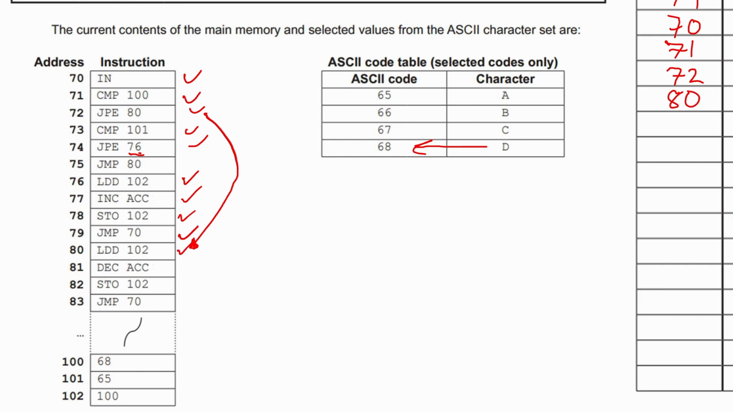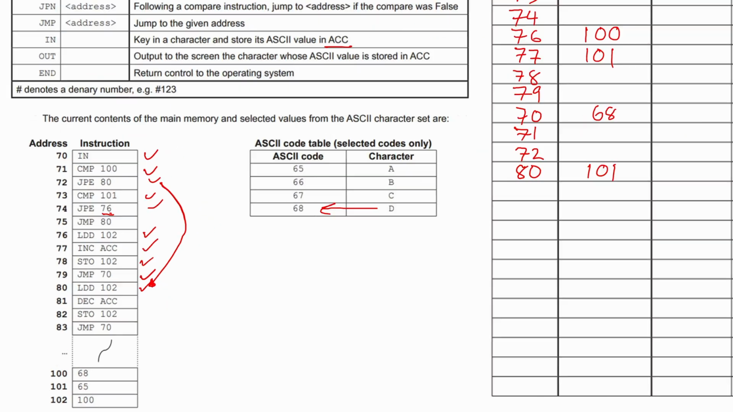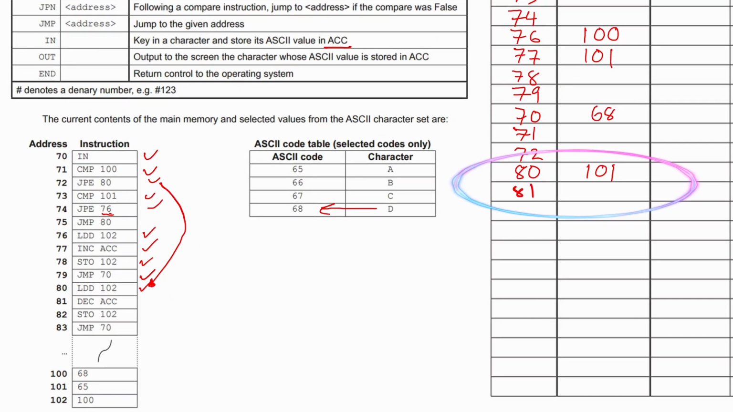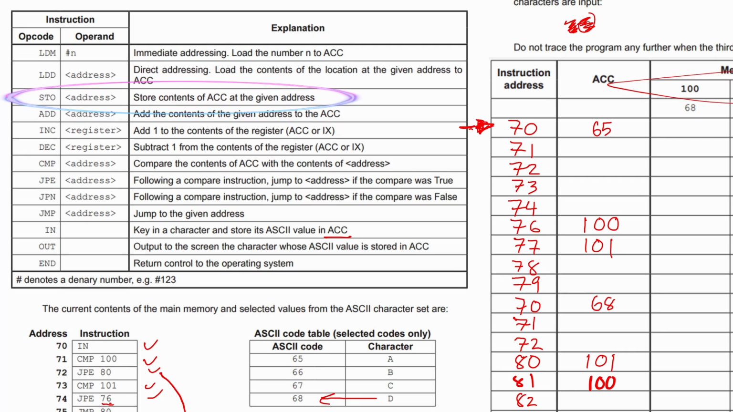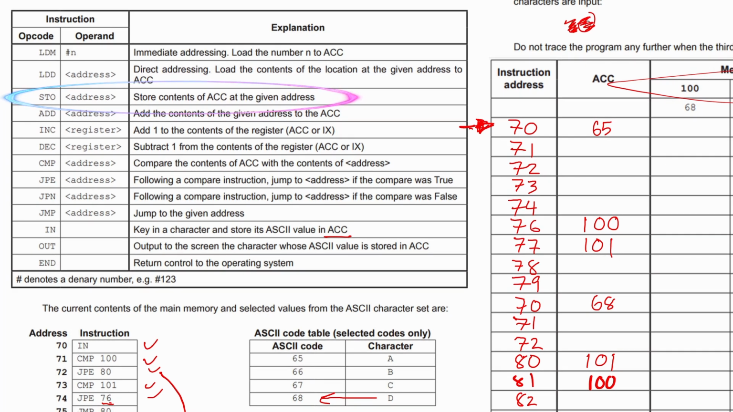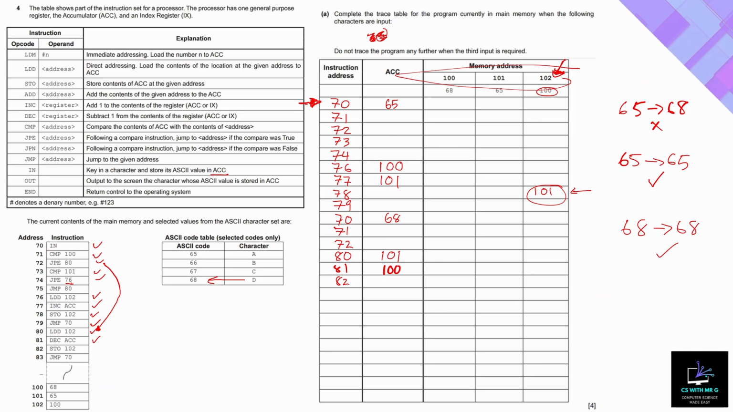We now go to 81, which is decrement the accumulator. Decrement is the opposite of increment, and we take this down to 100. We then go to line 82, which is STO 102, and STO means to store the contents of the accumulator at the given address. So the given address is 102, and we're storing the accumulator, which is 100, in this position here. Instruction number 83, jump back to 70. So we go all the way back up here, and as we can see, it's the input, but we don't have any more data, so that must mean it's the end of the program.